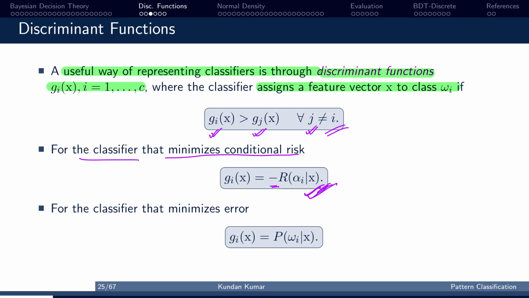And for the classifier that minimizes the error, we consider the discriminant function to be the posterior probability of the class, because we have to maximize the posterior probability of the class to minimize the error. The minimum error is basically the Bayes error that we have already seen.